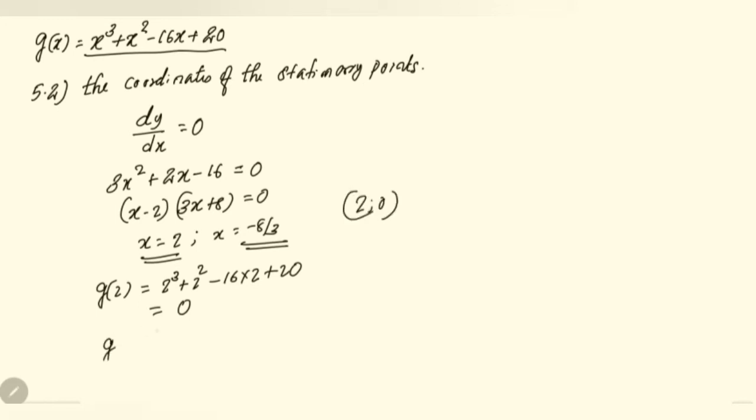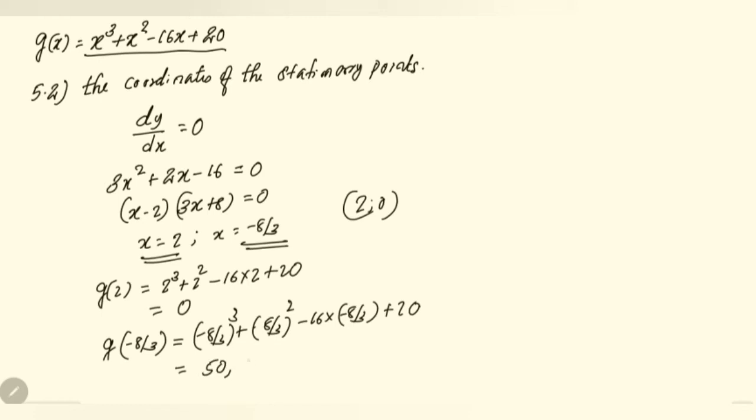Then the next one is g of, what is the next x value? Minus 8 over 3. So when you do this one, that is minus 8 over 3 all cube plus minus 8 over 3 all square minus 16 times minus 8 over 3 plus 20. So when you do this one, at the end you will get 50,81. That is the y value. So minus 8 over 3, when I change it into decimal, it's going to be minus 2,7. This is the x value. Then y value is 50,81. So I got two turning point.